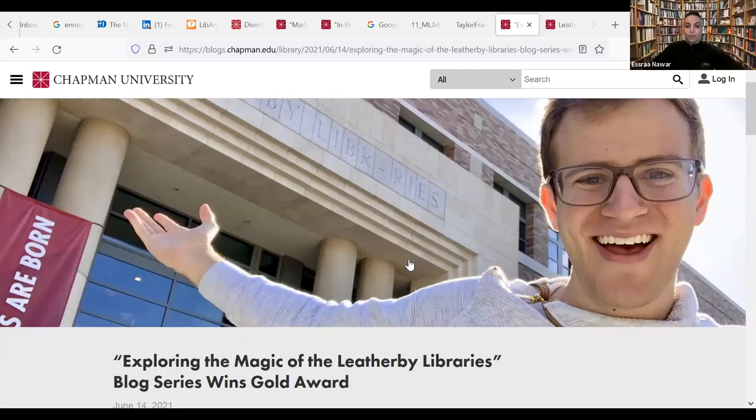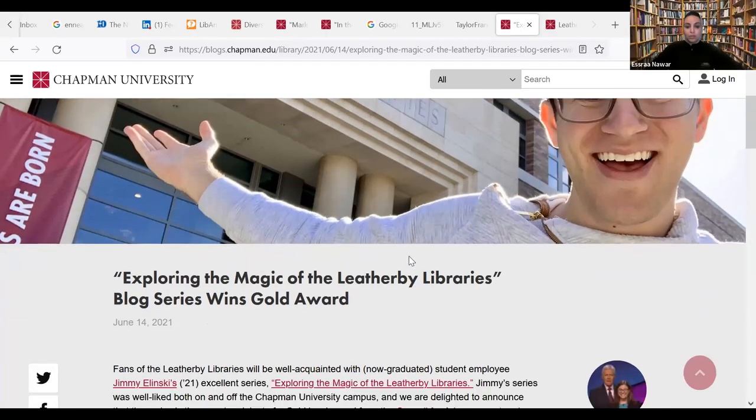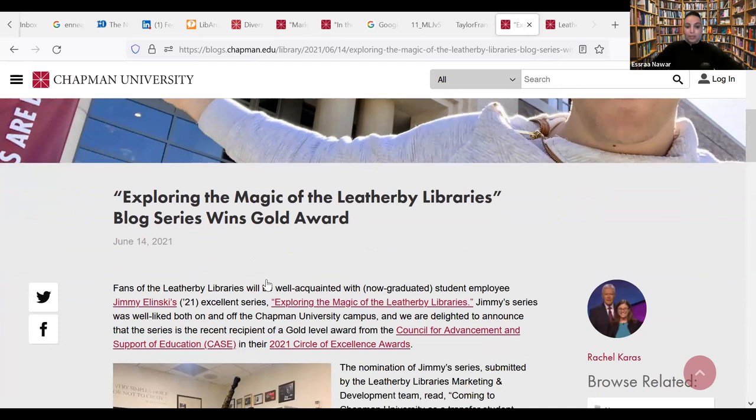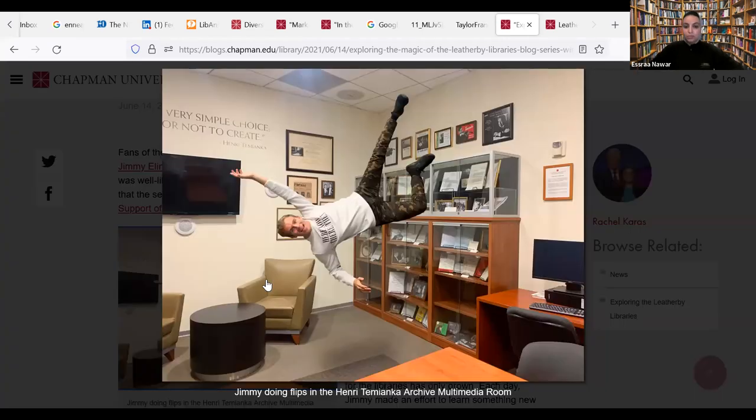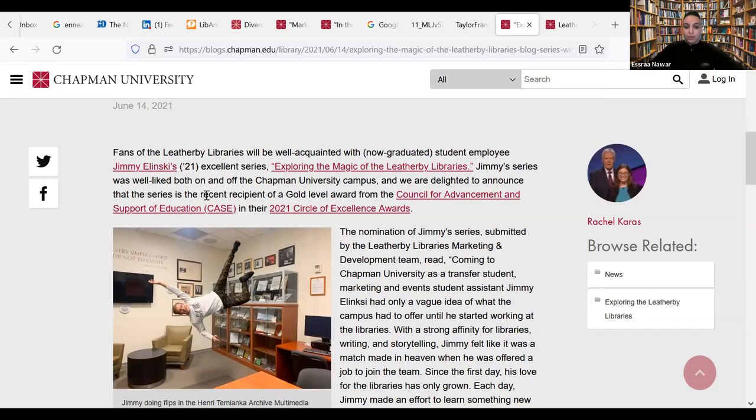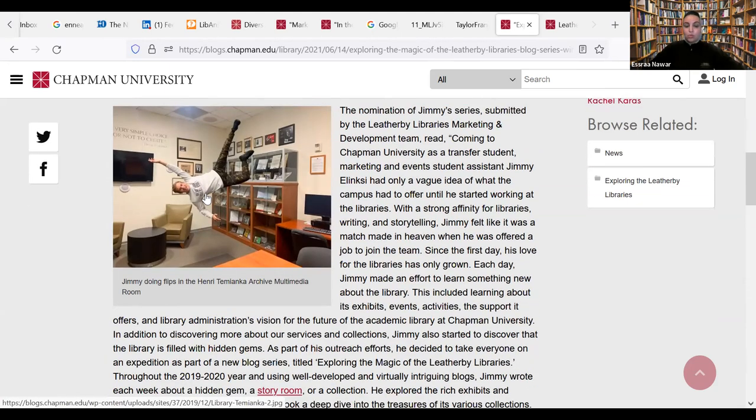Having been doing this work for years now, we actually ended up winning a CASE gold award for one of the series called Exploring the Magic of the Leatherby Libraries, where one of our students went around the building and explored pretty much all our rooms and all our services. He made it really cool. He photographed himself in different areas of the libraries, showcasing to students what we have, the archives, the services, and he and others became advocates of the libraries.